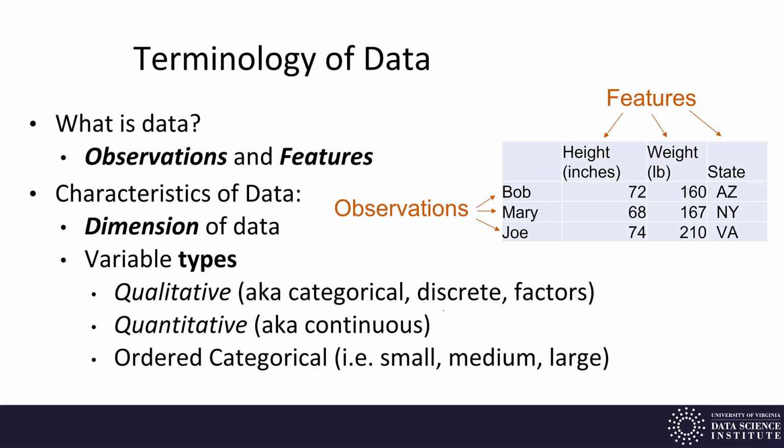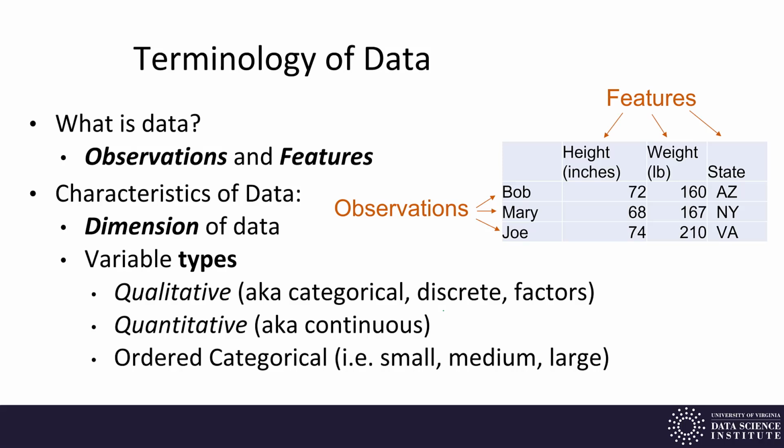So, some characteristics of data. We have the dimension of the data, that's the number of features. We also have the different variable types. Our feature variables may be of different types. It might be what we call qualitative, which is categorical or discrete or factor variables, and those are variables that have a finite number of distinct values. So here our state is Arizona, New York, and Virginia. Those are examples of qualitative or categorical variables.